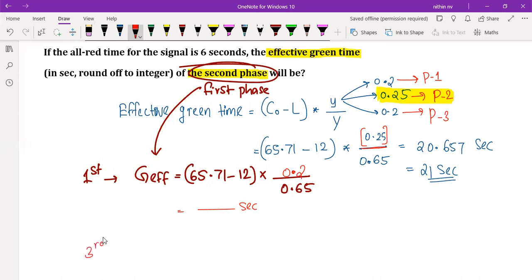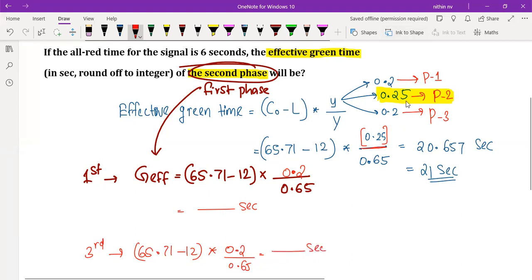If you want to calculate for the third phase, then again the same step, 65.71 minus 12 into, for the third phase also it is 0.2, na? Same as first phase. So 0.2 by 0.65, which means for the first phase and third phase, effective green time will be same. For the second phase, it is going to be slightly higher. So effective green time can be calculated whatever be the number of phases. If you are having 3 phases, then 3 separate values we can calculate.